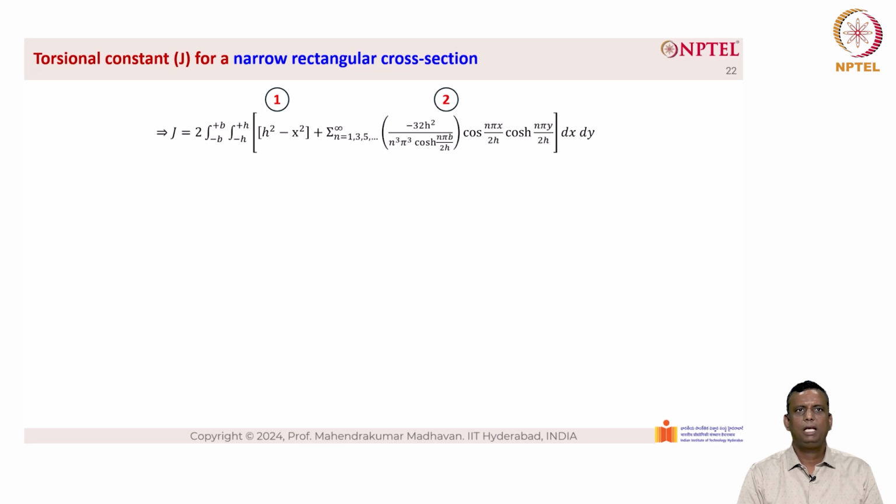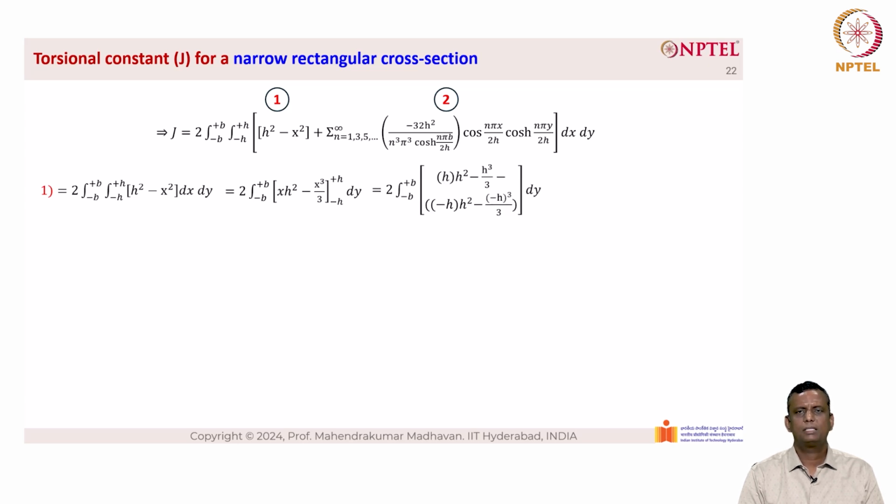Now, the equation for J appears a little more complicated. So, let us split it into two integrals, the first one and the second one. The first one is basically 2 into integral minus b to plus b, minus h to plus h, h square minus x square into dx into dy. So, the first term now becomes 2 into integral minus b to plus b, h square x minus x cube by 3, where the lower limit is minus h and the upper limit is plus h, into dy.